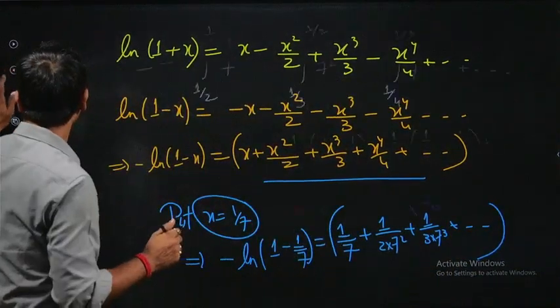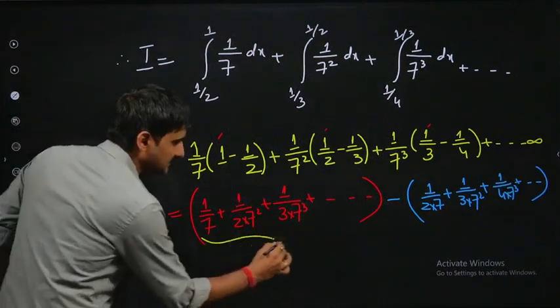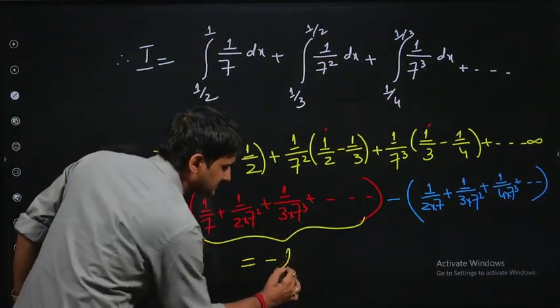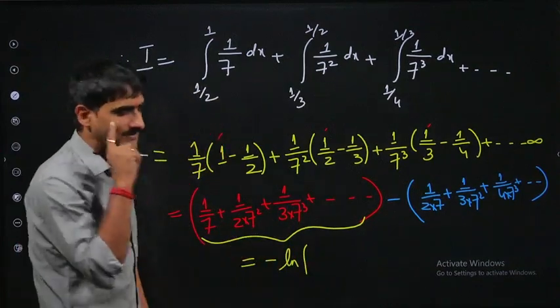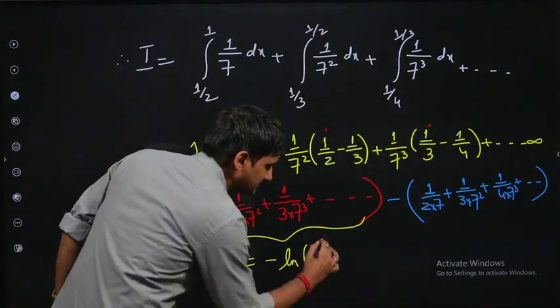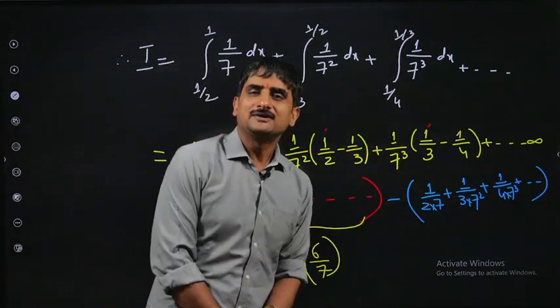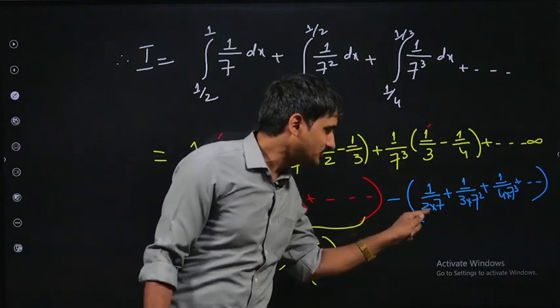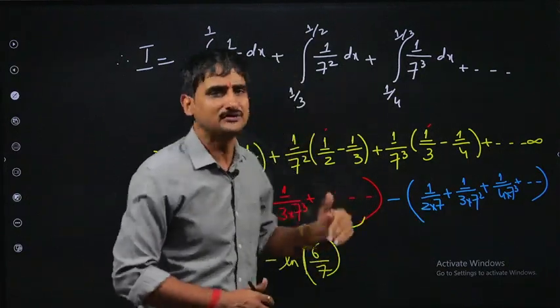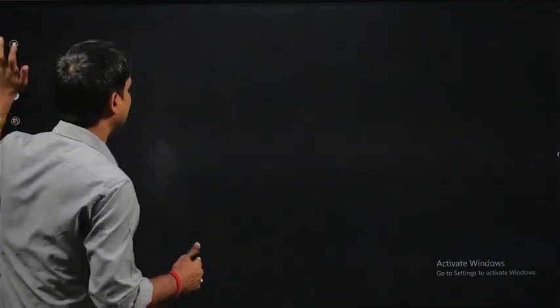So we got the sum of this first series here, and what is it? This is nothing but minus times ln of 1 minus 1 by 7, which is ln of 6 by 7. That's done. Now the problem is here once again. It's 2, but the power is 1 less. So what you can do is multiply and divide by 7.